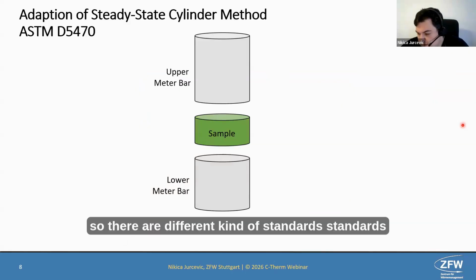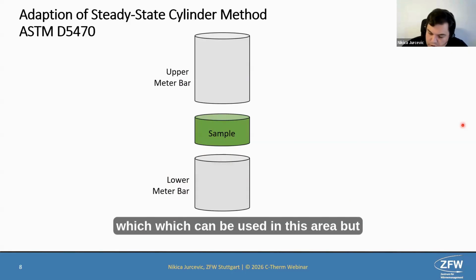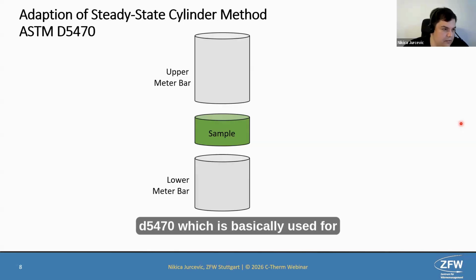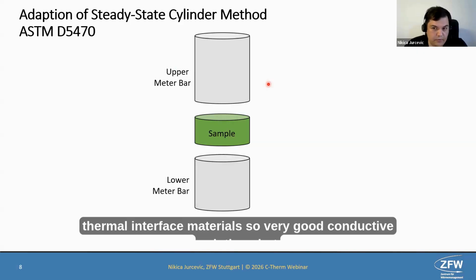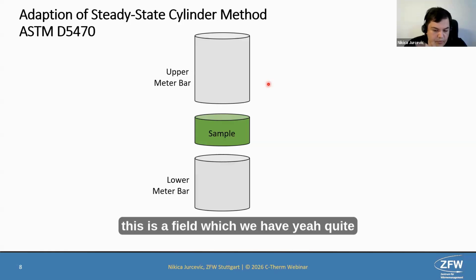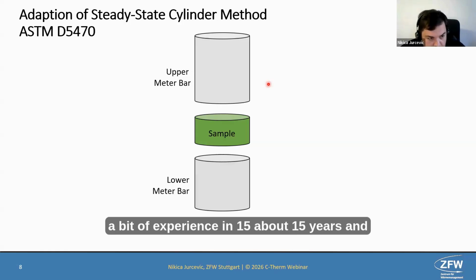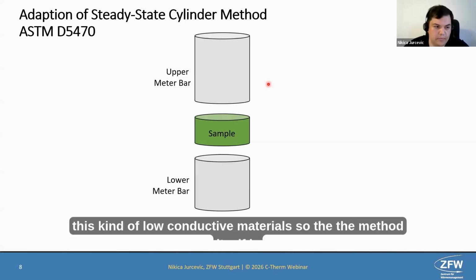Okay, so there are different kinds of standards which can be used in this area, but we had the idea to establish our standard on the high conductive world, the ASTM D5470, which is basically used for thermal interface materials, so very good conductive solutions. But this is a field in which we have quite a bit of experience, about 15 years, and we wanted to make it work for testing this kind of low conductive materials.